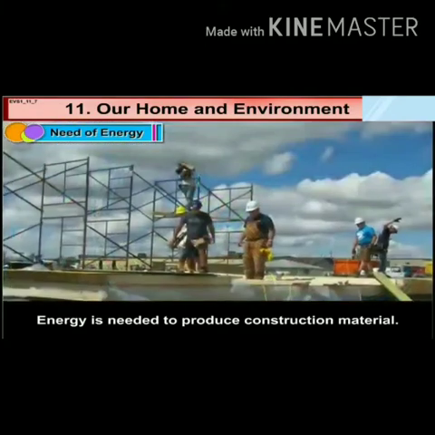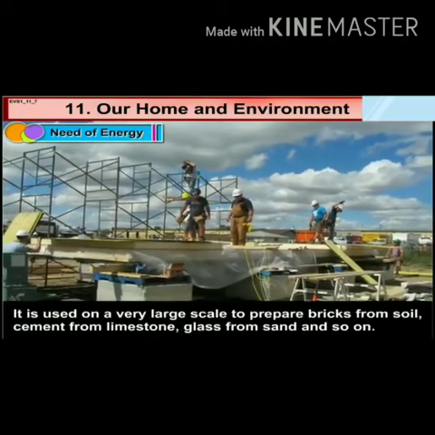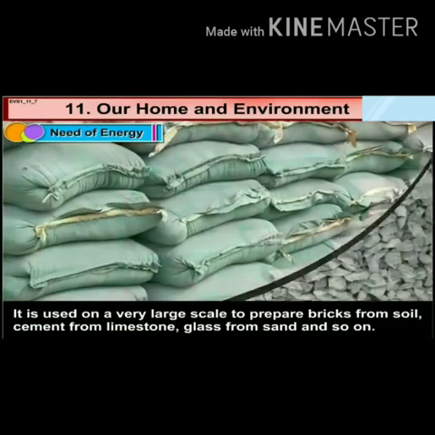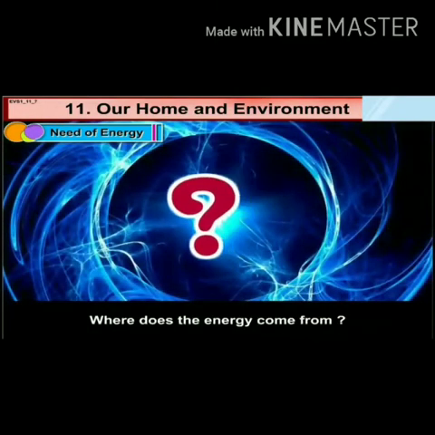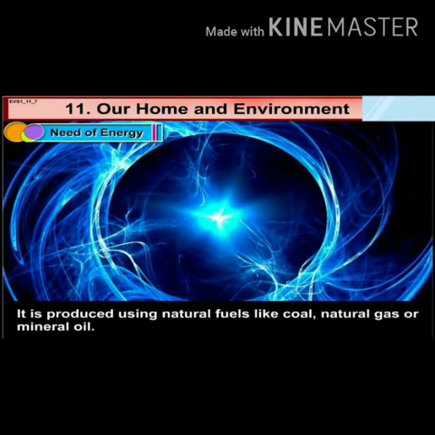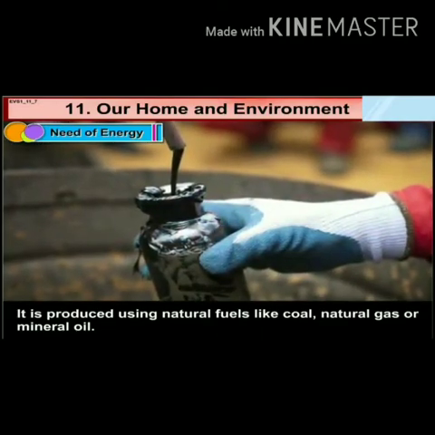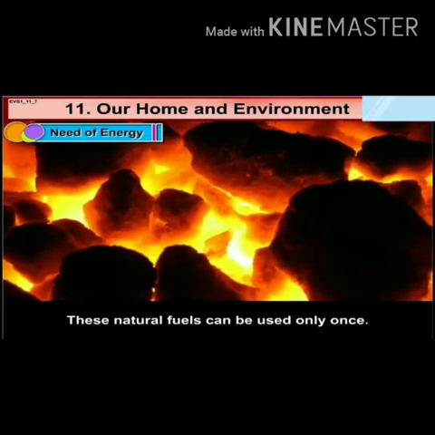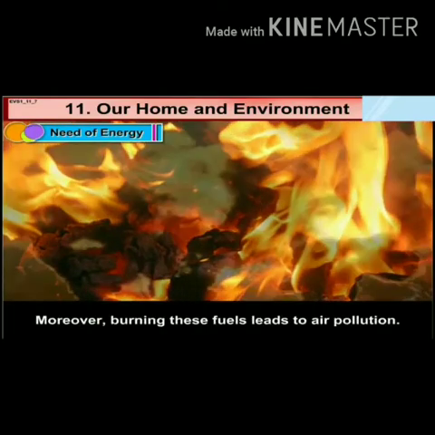Need of energy. Energy is needed to produce construction material. It is used on a very large scale to prepare bricks from soil, cement from limestone, glass from sand, and so on. Where does the energy come from? Let us see. It is produced using natural fuels like coal, natural gas, or mineral oil. These natural fuels can be used only once. They get consumed when we use them.